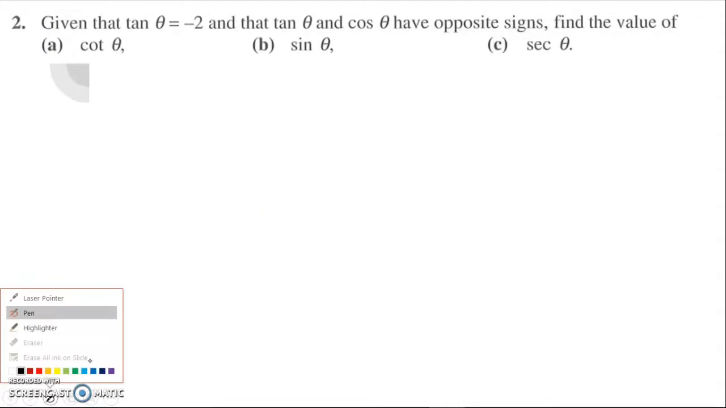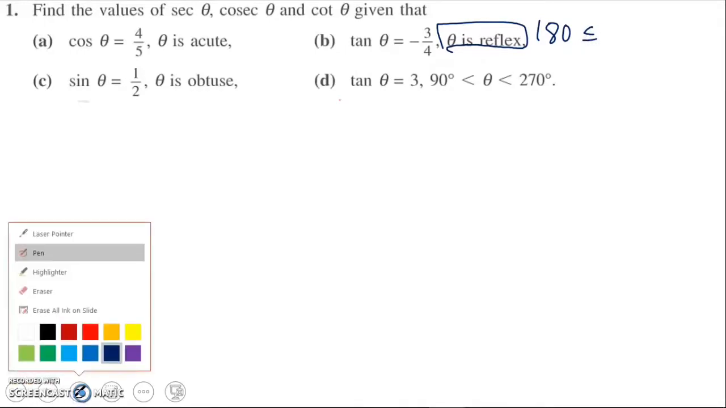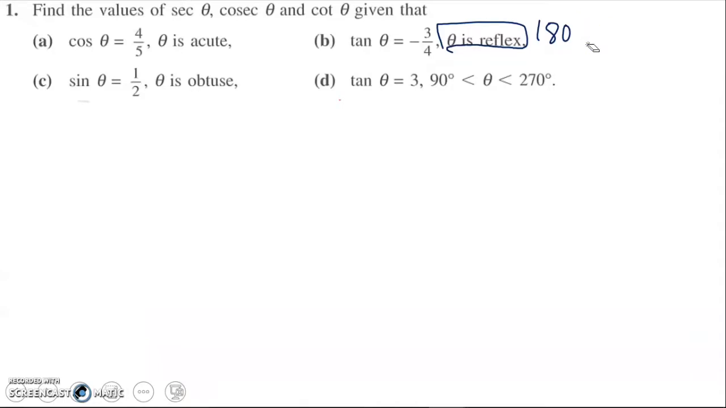Alright, letter B, we have tangent, which is equal to negative 3 over 4. And we know that theta is reflex. Let me explain this. Reflex means it's between 180 and 360. So theta should be between 180 and 360. That's what reflex means.